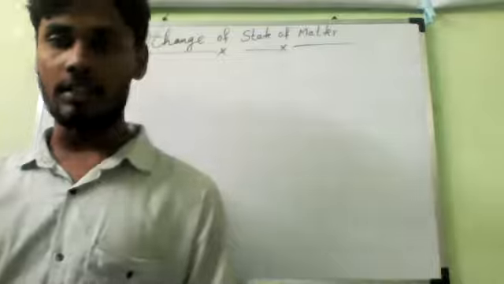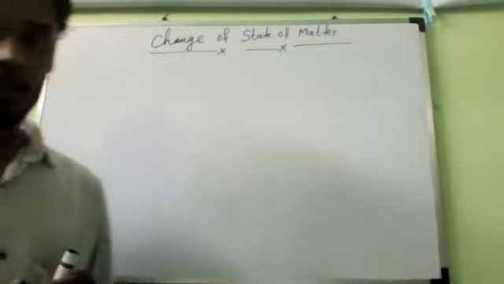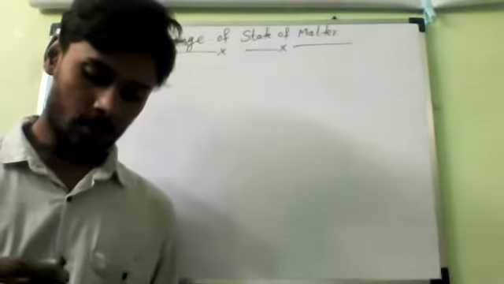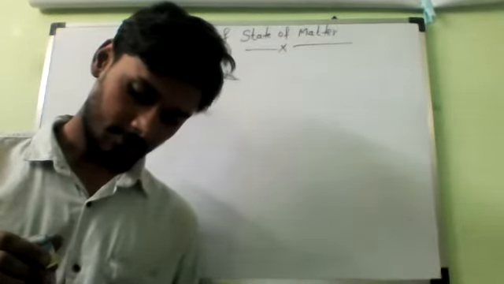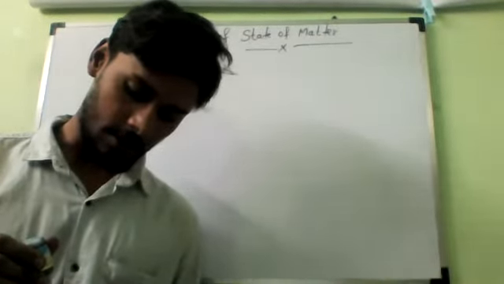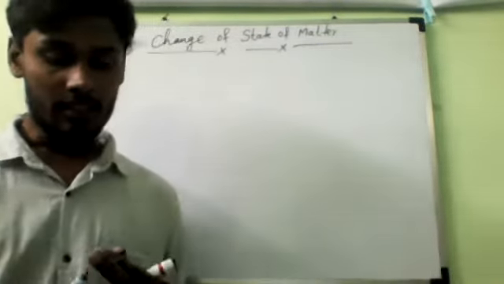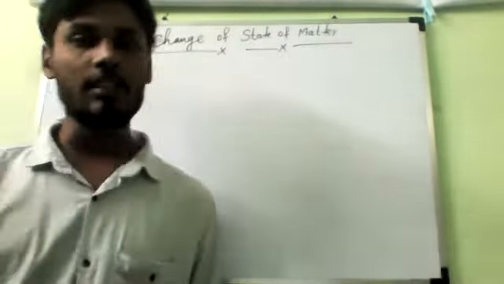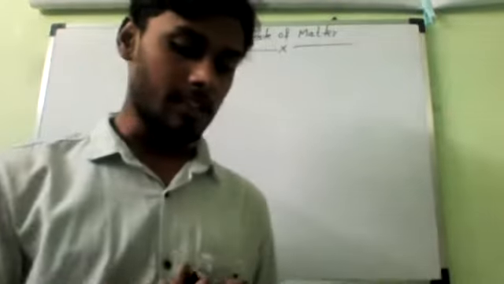Can you say what that is, please? Solid, liquid, gas. Who is saying that? Very good, Ilamukil. So as we know, matter can exist in 3 physical states: solid state, liquid state, and gaseous state.